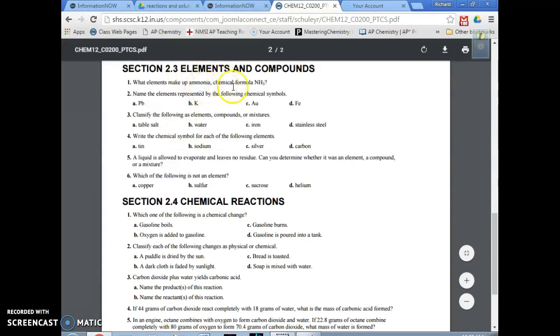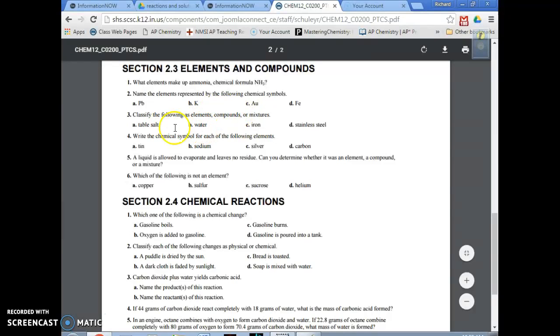What elements are in ammonia? Nitrogen and hydrogen. I'm going to skip the more questions about symbols because we're not going through the symbol thing. So which one's an element, compound, or a mixture? Salt. Salt is a compound.